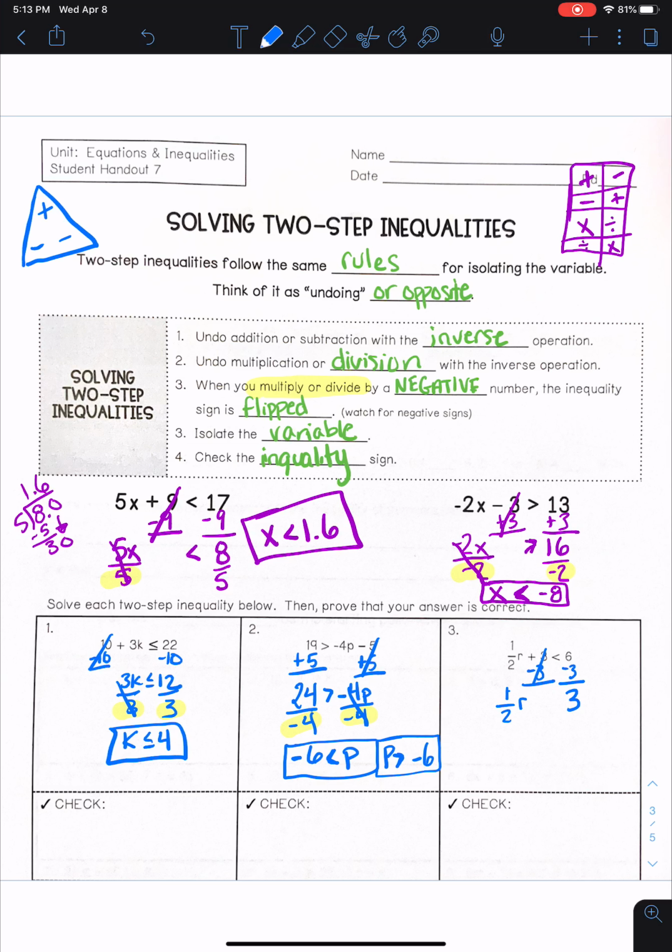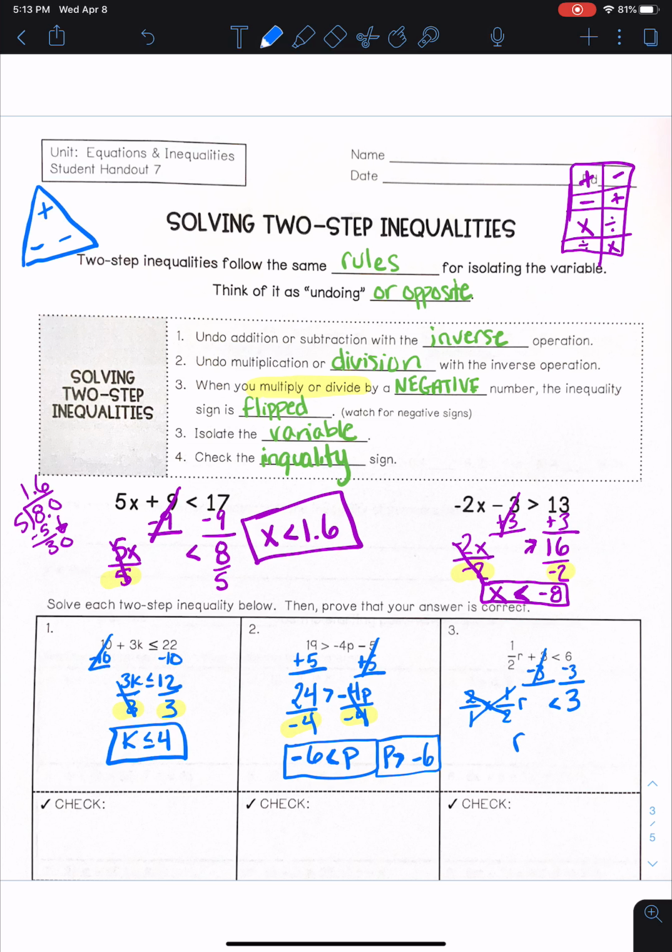So with my 1/2, I know lots of us don't like working with fractions. So I'm going to show you another way to solve it if you want to. First, I'll start off with my fraction though. So to undo a fraction, I want to multiply by the reciprocal. So I'm going to multiply by 2 over 1, which means I'm left with r.